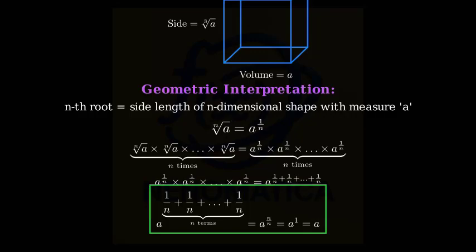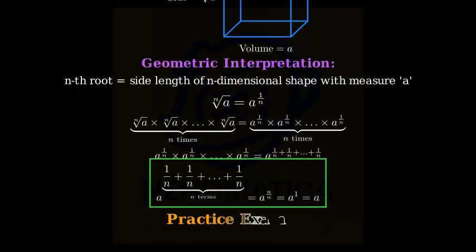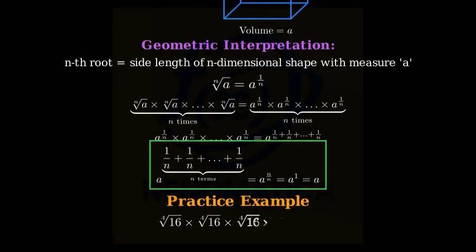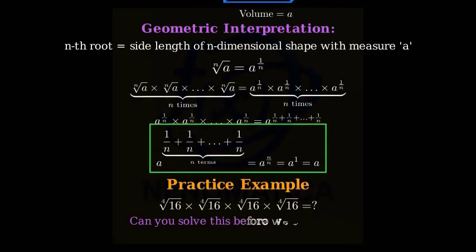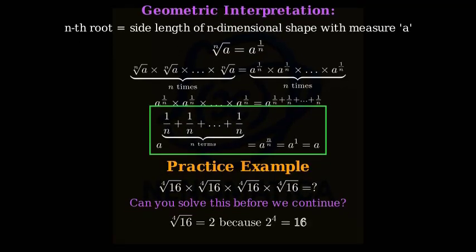Let's try a practice example. Quick challenge. Calculate the fourth root of 16 and verify our rule by multiplying it by itself 4 times. First, we need to find the fourth root of 16. The fourth root of 16 is 2, because 2 raised to the power of 4 equals 16.